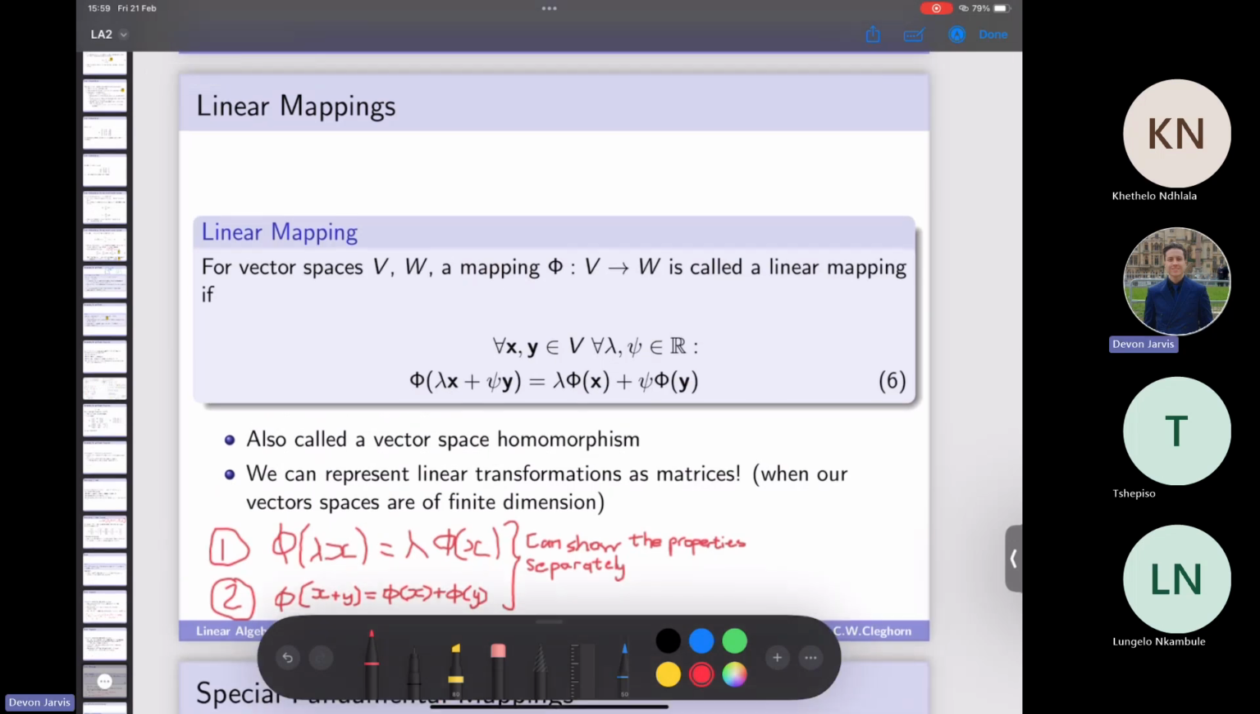Okay. Let's take a break from that, and then we'll come back and just wrap up with some linear mappings.